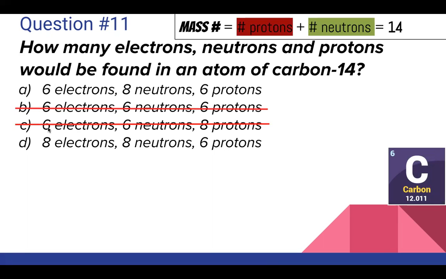However, this is saying 8 electrons versus 6. It just says carbon-14. It doesn't say carbon-14 ion, so we can assume that this is a neutral atom, so it has a neutral charge. So the number of protons should be the same as the number of electrons. That would have given it a negative charge, but it doesn't say carbon-14 ion, so A would be the best answer.